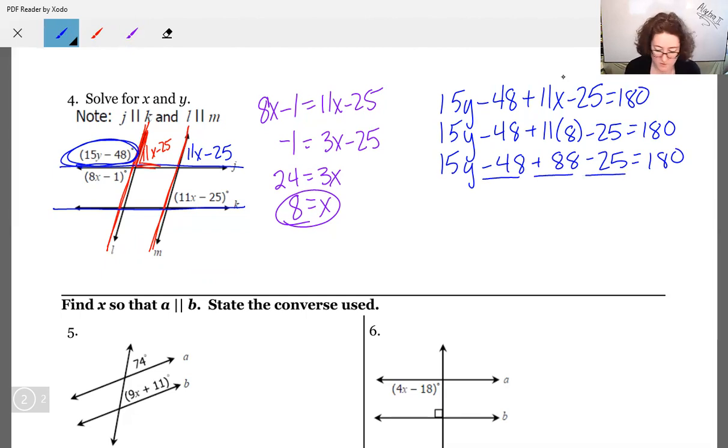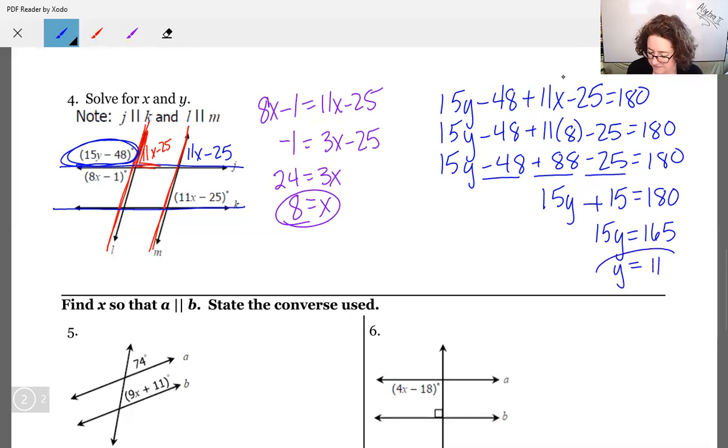And again, if you have a graphing calculator at home, make sure you're using the negative button and not the subtraction button in front of that 48 on one of those TI calculators. That comes out to 15y plus 15. Okay, subtract your 15 from both sides. Give us a 165, I believe. And then divide both sides by 15. And we get y equals 11.